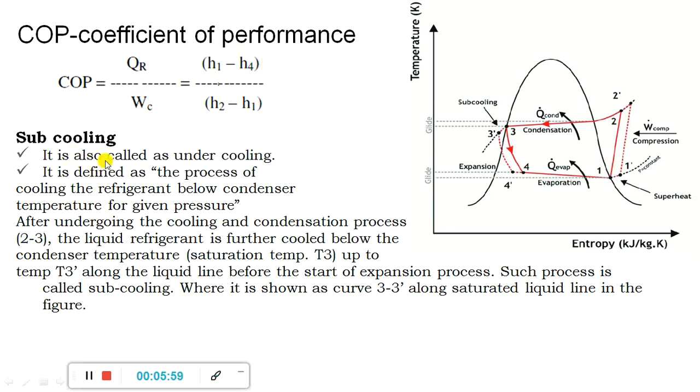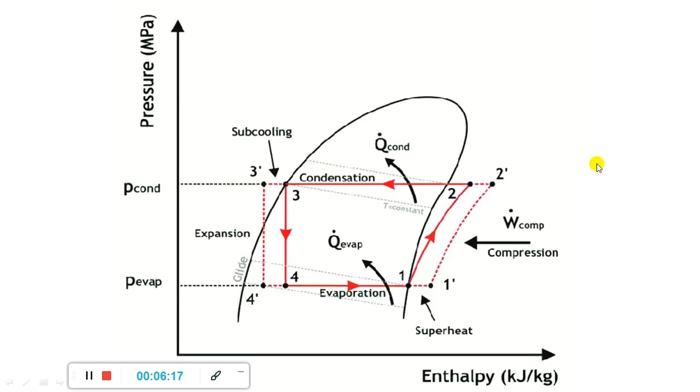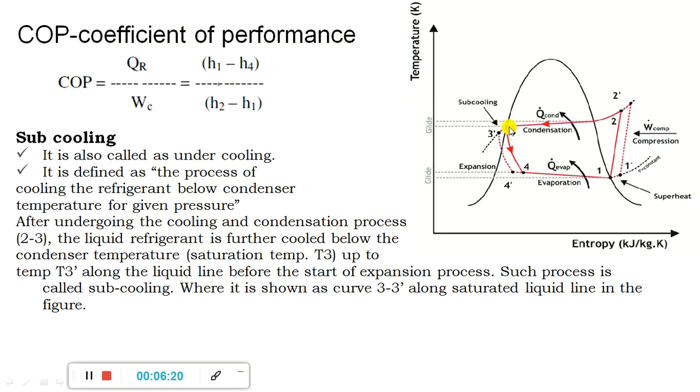Then subcooling, also called undercooling. I already told you, it is defined as the process of cooling the refrigerant below the condenser temperature for a given pressure. So there is no change in pressure here from 3 to 3 dash. You can see 3 is above 3 dash in the TS diagram. This is the TS diagram, whereas this is the pH diagram. In the TS diagram, the temperature T3 dash is low compared to T3. Then this curve 3 dash is more or less along the saturated line, aiming to make the refrigerant more or less a liquid when it is entering the evaporator.